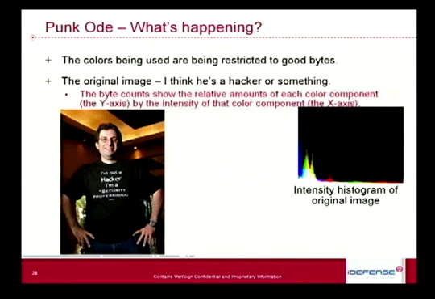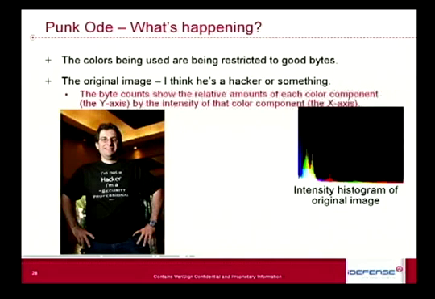So to further illustrate it, here's another picture of some guy that we found. I guess he's a hacker. And this first image is just a regular image, a JPEG image. But on the right-hand side is an intensity histogram, and on the y-axis we have the relative amounts of each color component, and on the x-axis we have the intensity of the color components.